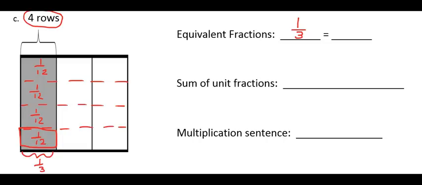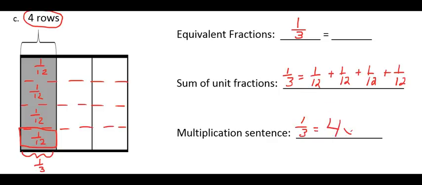So the sum of the unit fractions would be 1/3 is equal to 1/12 plus 1/12 plus 1/12 plus 1/12. As a multiplication sentence, we would say 1/3 is equal to 4 groups of 1/12. And then the equivalent fraction is 1/3 equals 4/12.